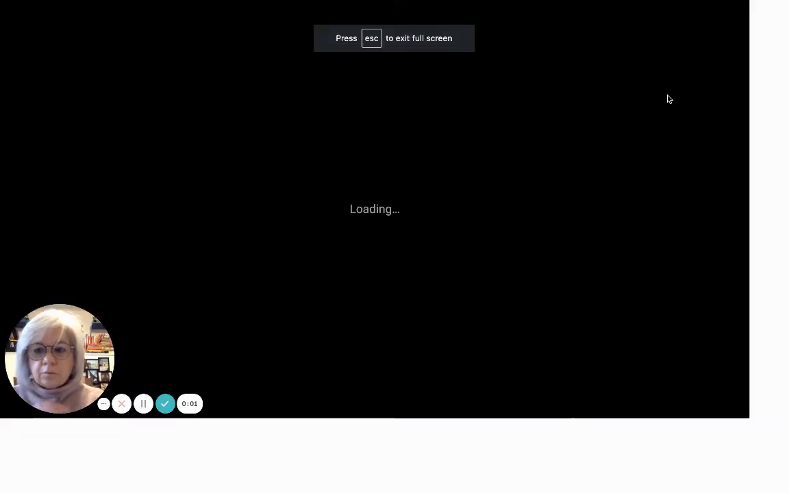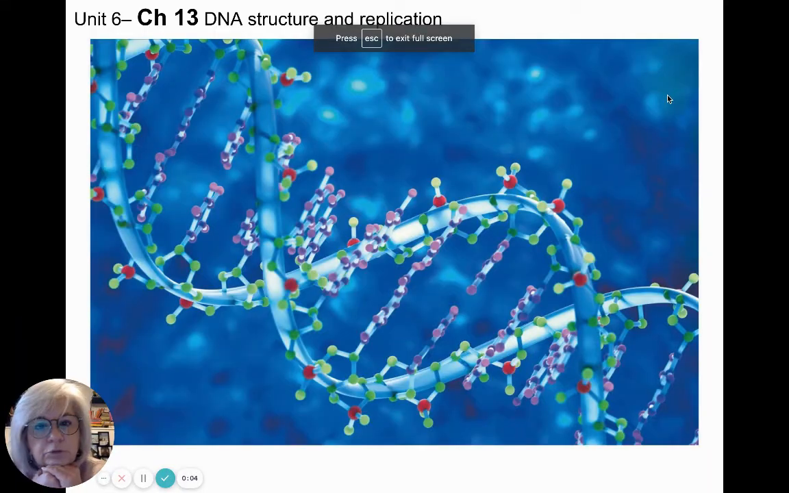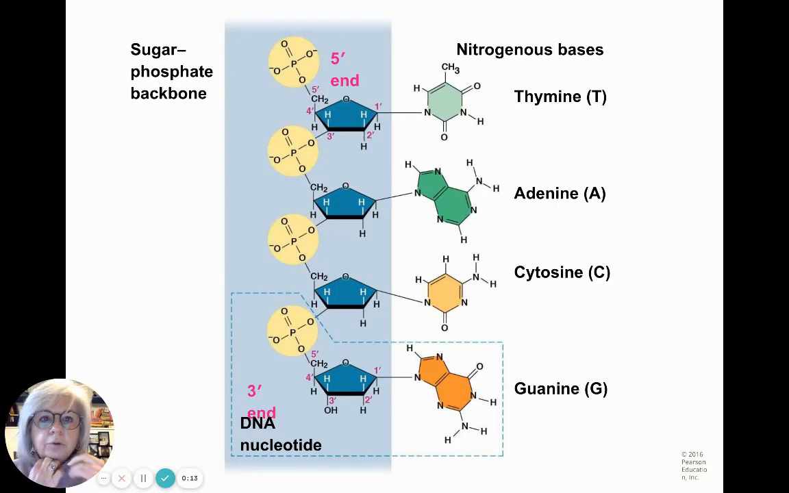So we're gonna finish up chapter 13, I hope. Now we're gonna focus on the DNA structure and how it's replicated. So I think we've seen these structures before, but now we get to spend a little more time with them.